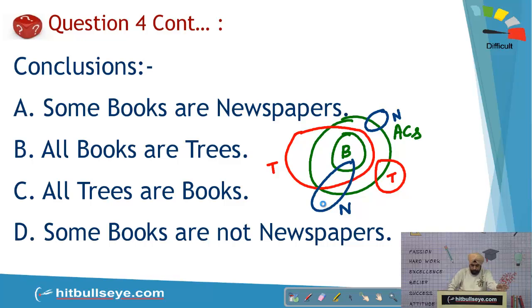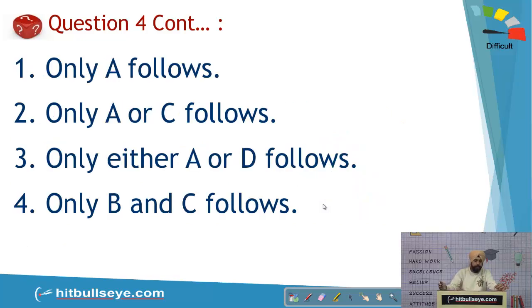Let's see what are the choices given. When you move students, it is only A follows, definitely not. Only B and C not. Now the point worth consideration is that second and third option are having the options values in terms of complementary pairs, either A or C one option or A or D another option.